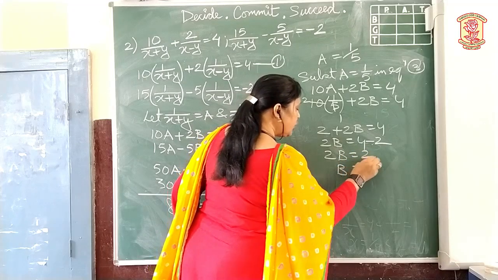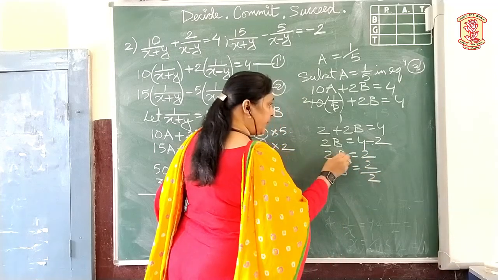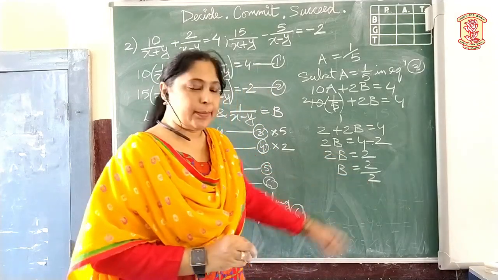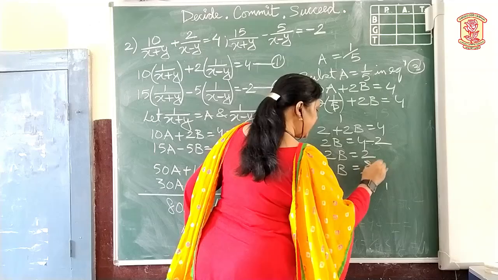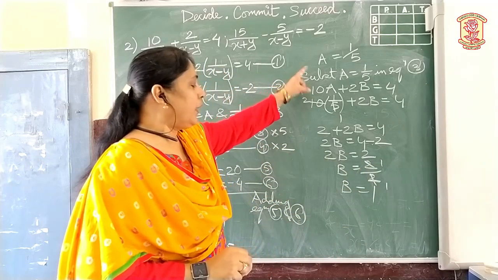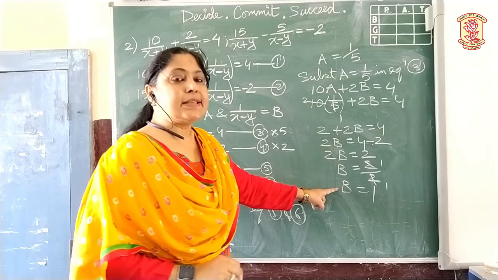b will be 2 upon 2. 2b means 2 multiplied by b. So when this 2 comes on the other side, it will be divided by. So 2 ones are 2, 2 ones are 2, so the value of b is 1. We got the value of a, we got the value of b, but this is not the solution.